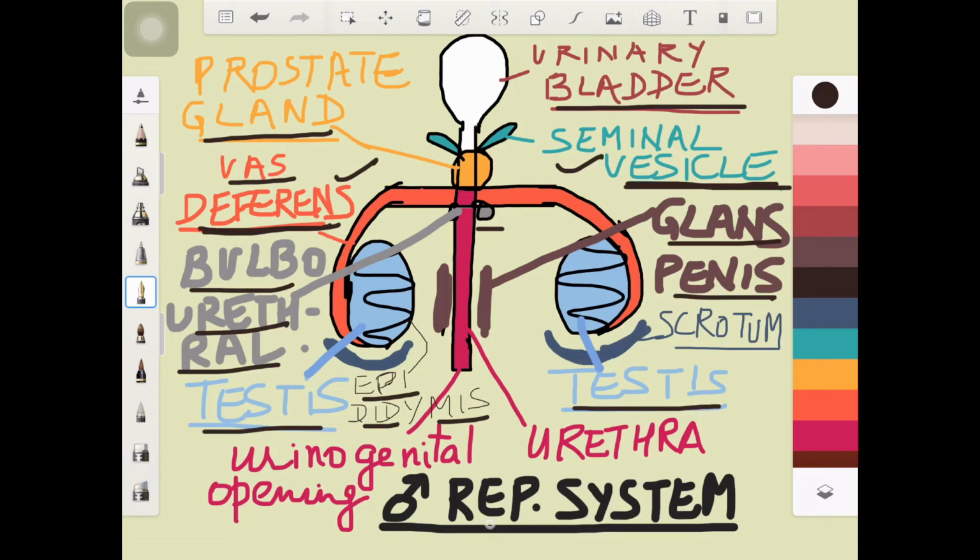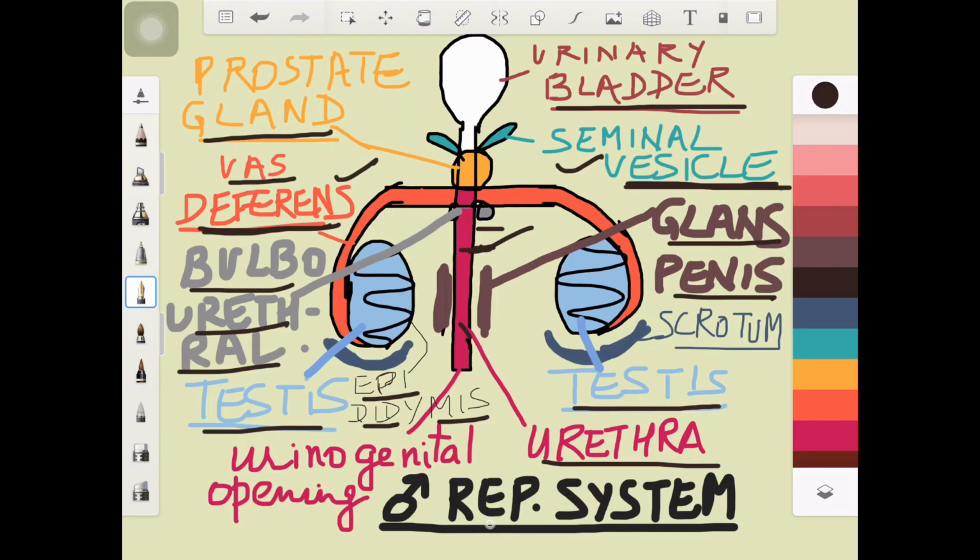And this pink colored part, which I have shown, is the penis. And the urethra, you can say the overall structure is called penis. This in pink is called urethra, and it is common for urine as well as the semen and sperms.